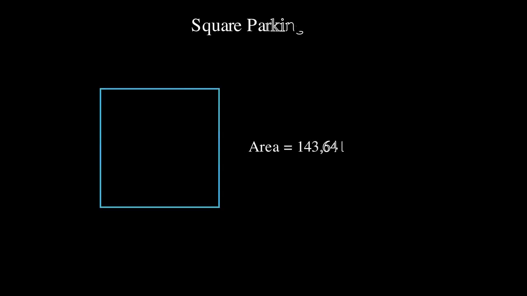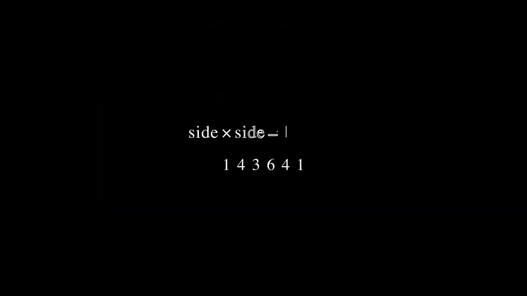A square parking lot has an area of 143,641 square meters. Estimate the range for the side length using digit pairing, then find the exact side length. Testing every number one by one would take forever, so let's use digit pairing to figure out roughly how big the answer should be before we even start guessing.